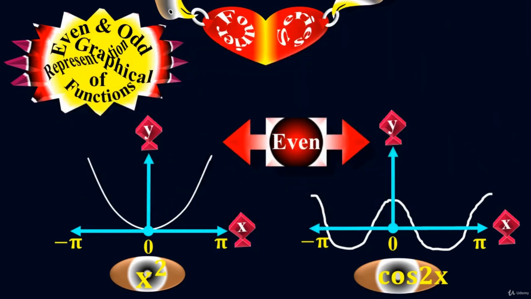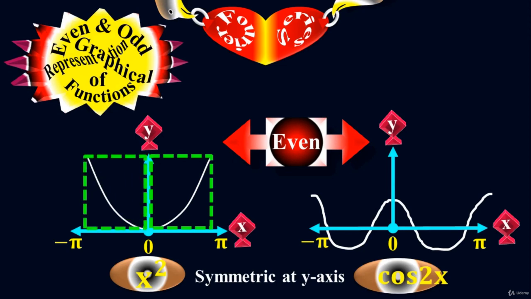These are even functions because they are symmetric at the y-axis. If you look at the graph of x squared, the right side of the graph is equal to the left side of the graph. It is symmetric at the y-axis, because whatever you have at the right side of the y-axis, you have the same thing at the left side. It's like the y-axis is a mirror in the middle. You see the exact shape in the mirror. Similarly, in the cos 2x function, the right side equals the left side. So whatever you have at the right side of the y-axis, you have the same thing at the left side of the y-axis. Again here it looks like the y-axis is a mirror in the middle.